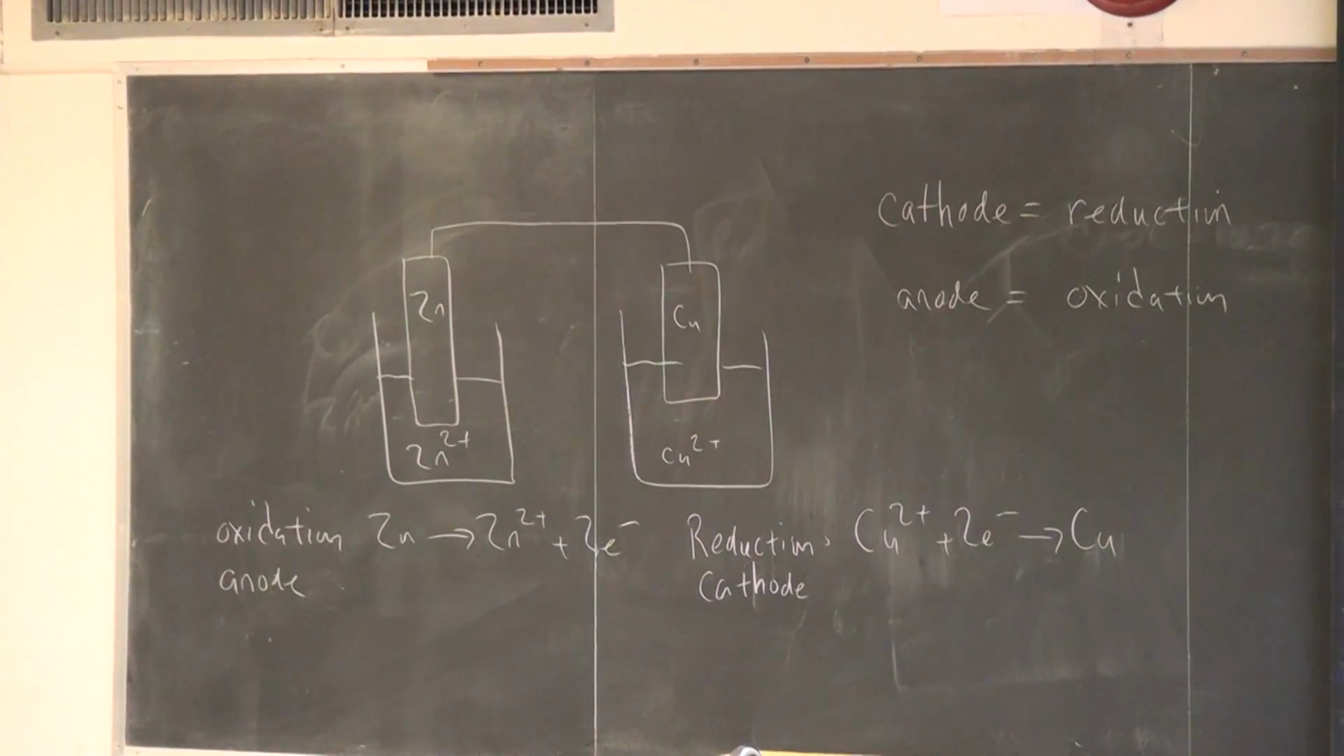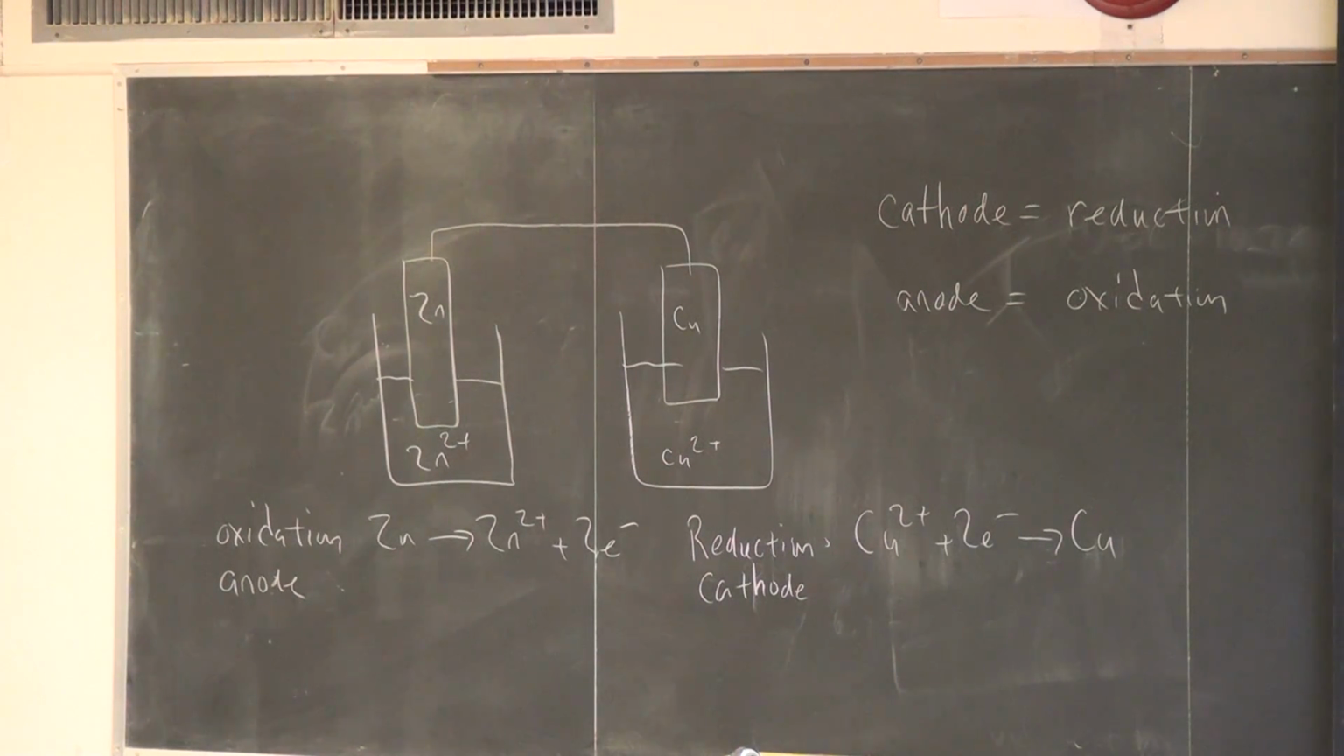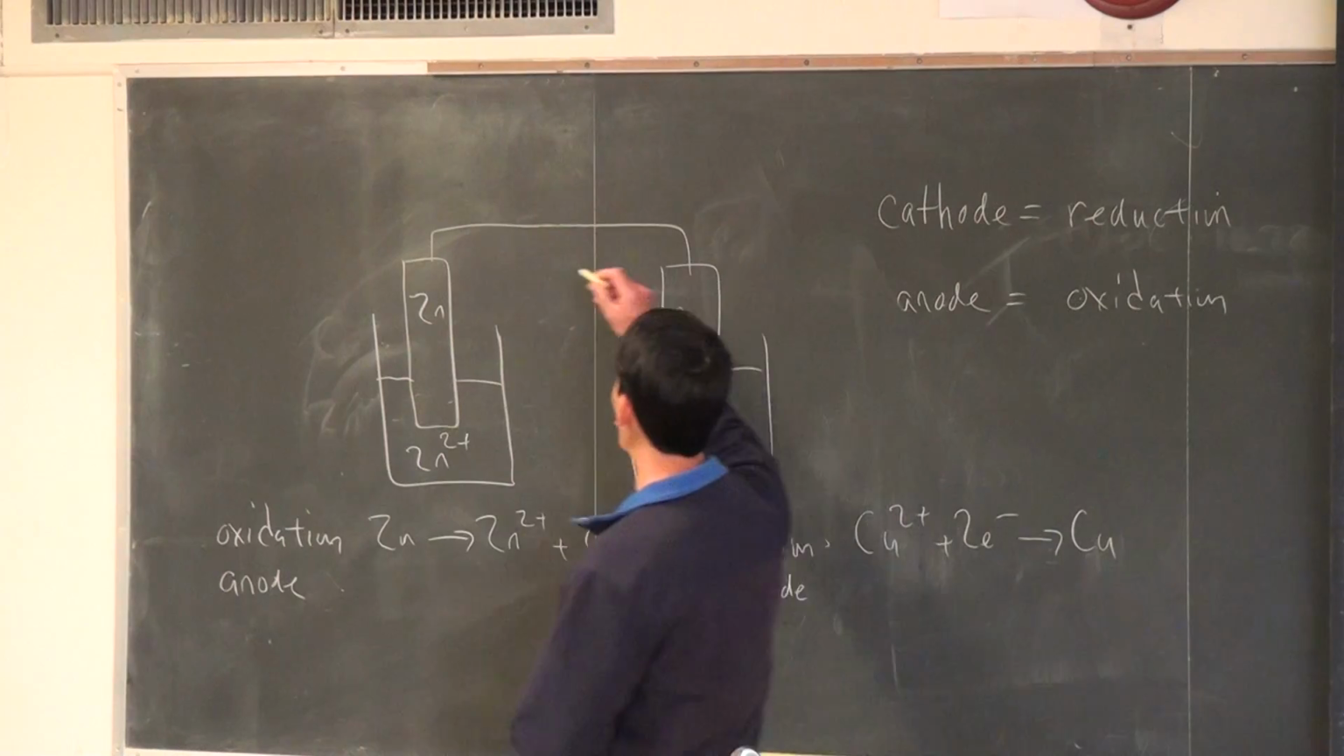Okay, let's see. So we did this. We figured out these 4 parts here. We looked at the half reaction. In what direction does the electron current flow? From the zinc to the copper or from the copper to the zinc? So it's going to go from the zinc to the copper.